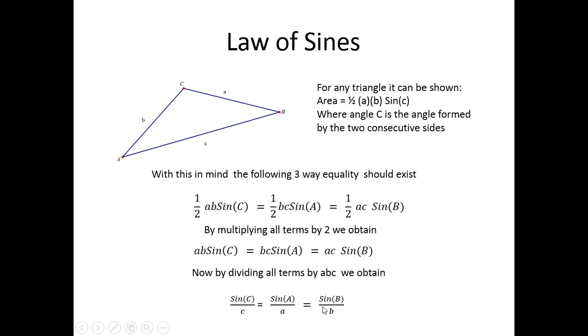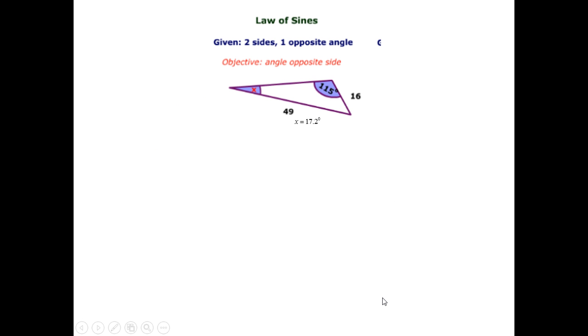Just remember the bottom result here. That's the sine of angle C over side C is equal to the sine of angle A over side A, which is equal to the sine of angle B over the side opposite angle B. Again, side C is opposite angle C, side A is opposite angle A, and side B is opposite angle B. Sometimes you might want to reciprocate these: C over sine C equals A over sine A equals B over sine B. It makes no difference.